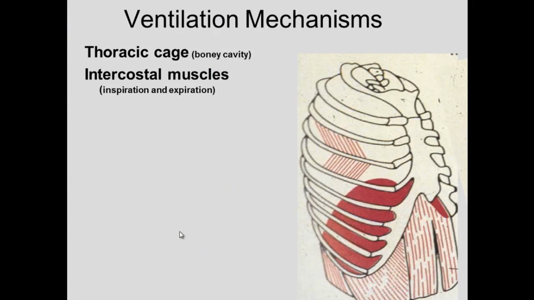In order to do that, you have to ventilate, and there's certain mechanisms that allow us to do so. First of all, we have a thoracic cage. We have a rib cage through there, and they're attached at the backbone, as we can see. And between those, we have muscles, intercostal muscles. So the thoracic cage is a bony cavity in which the lungs can reside and can expand.